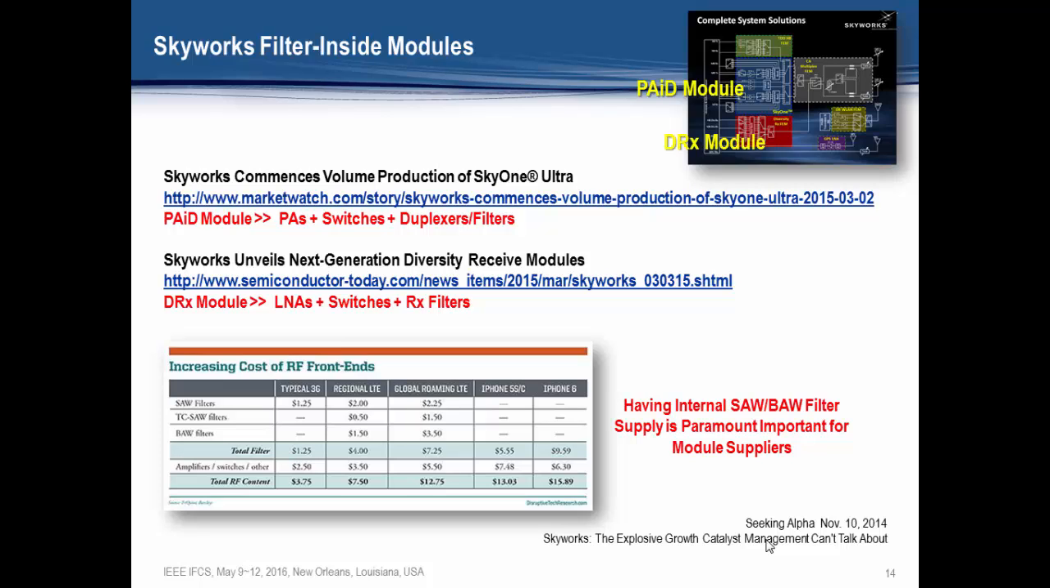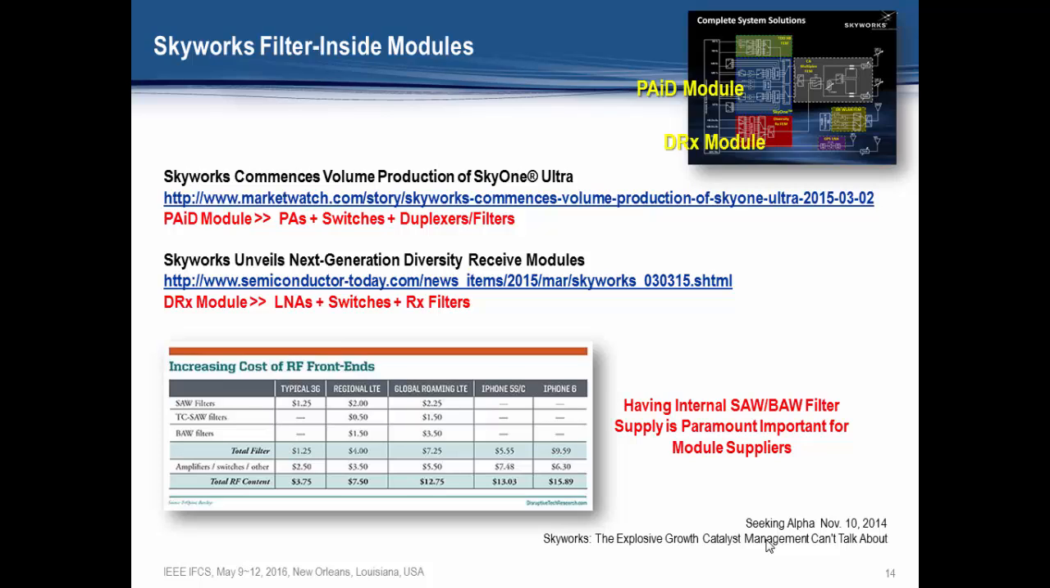So I mentioned that every band has one filter, but the PAs have advanced a lot. One PA can cover several bands now. So we can see that for the modules now, the cost of the module becomes heavily reliant on the filters.